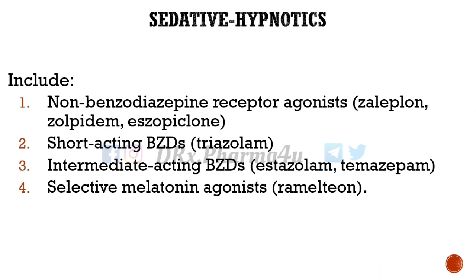So we will come to sedative hypnotics. We have non-benzodiazepine receptor agonists, that is ZALEPLON, ZOLPIDEM, SUVOREXANT. We have short-acting benzodiazepines, for example, TRIAZOLAM. We have intermediate-acting benzodiazepines, ESTAZOLAM, TEMAZEPAM. And we have selective melatonin agonist, RAMELTEON. I think there is one more, TASIMELTEON or something, I don't remember. We have RAMELTEON.